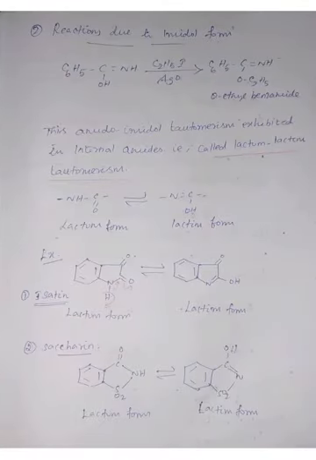The second is reactions due to the imidol form, that is the enol form. The enol form of benzamide reacts with ethyl iodide in the presence of silver oxide to form O-ethyl benzamide. Here the hydrogen of OH is replaced by an ethyl group to get O-ethyl benzamide.